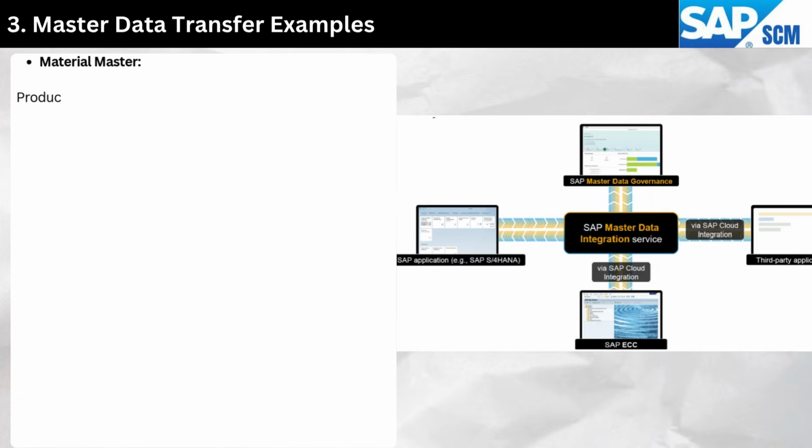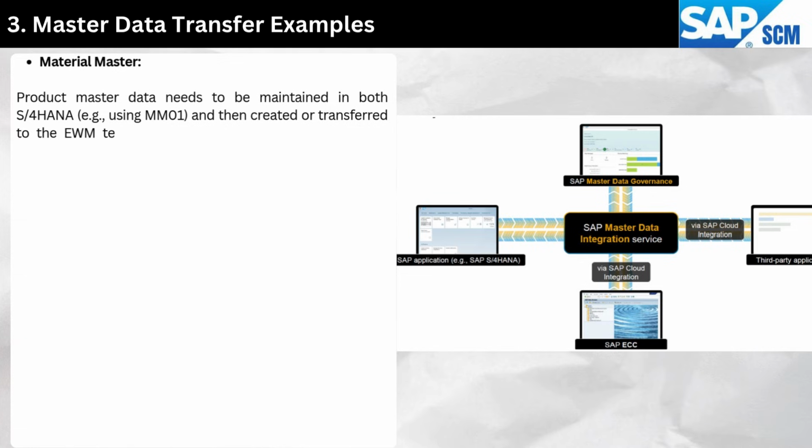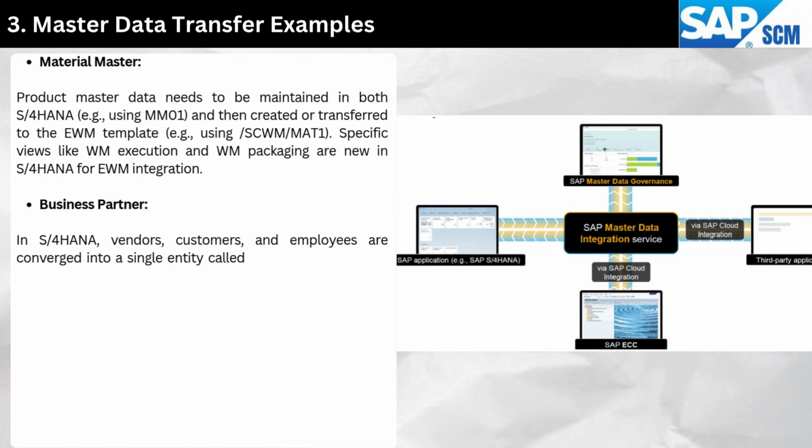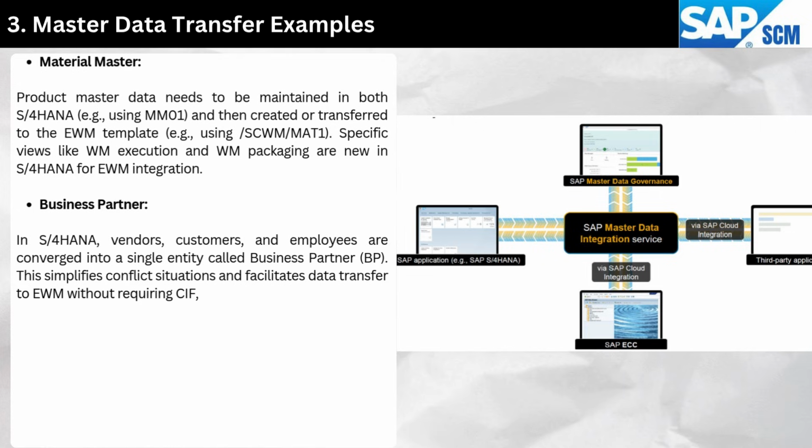3. Master data transfer examples. Material master. Product master data needs to be maintained in S/4HANA, e.g., using MM01, and then created or transferred to the EWM template, e.g., using /SCWM/MAT1. Specific views like WM execution and WM packaging are new in S/4HANA for EWM integration. Business Partner. In S/4HANA, vendors, customers, and employees are converged into a single entity called Business Partner (BP). This simplifies conflict situations and facilitates data transfer to EWM without requiring CIF, unlike Material Master.